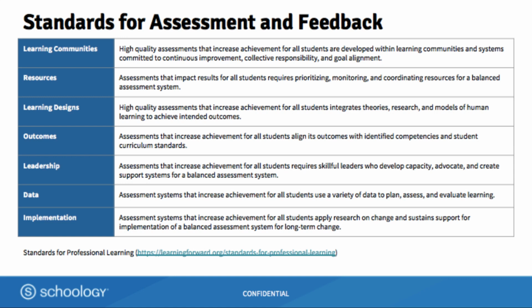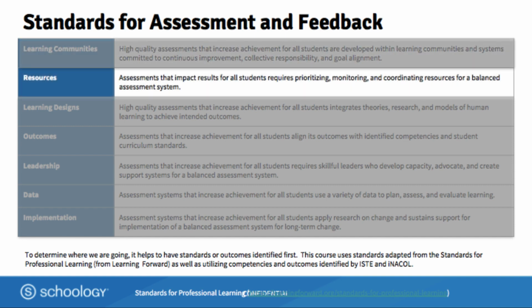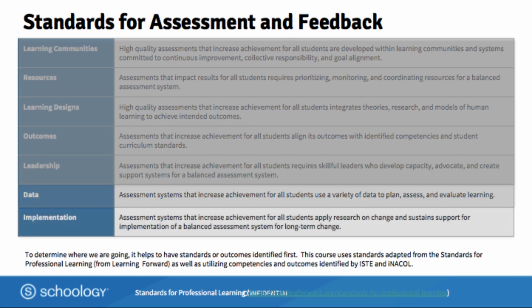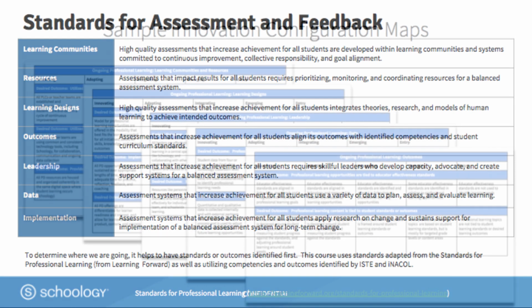For those who have taken the ongoing professional learning district success route, you will recognize these standards. Learning Forward did such a good job in thinking through the standards for ongoing professional learning, we have adjusted them to support assessment and feedback in this module. There are 7 standards to proper assessment and feedback: learning communities, resources, learning designs, outcomes, leadership, data, and implementation. We highly recommend going to the Learning Forward website to get a deeper understanding of each of these standards, as it will help you with your future modules.